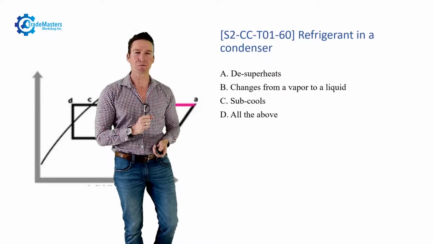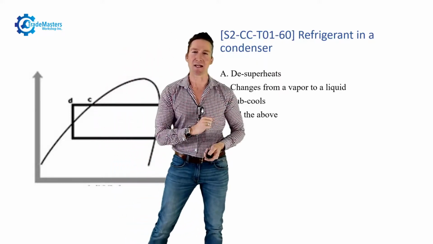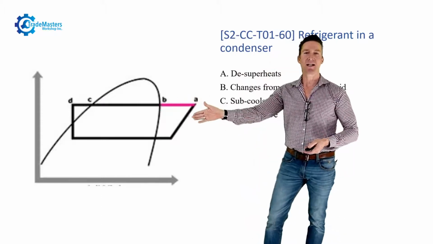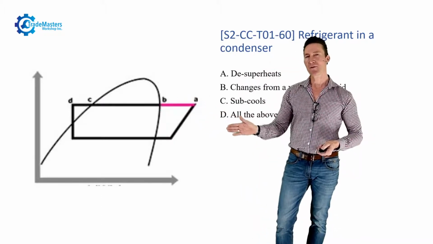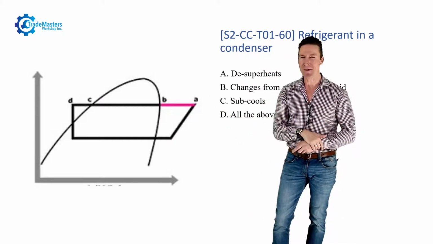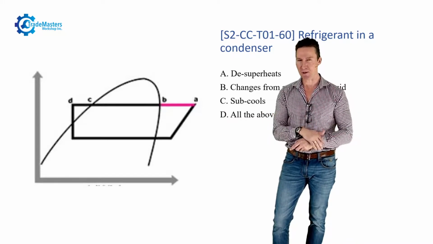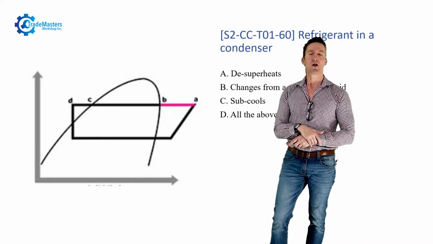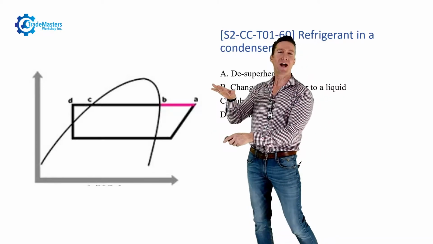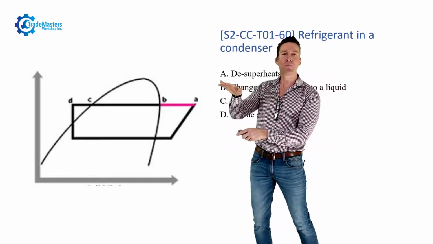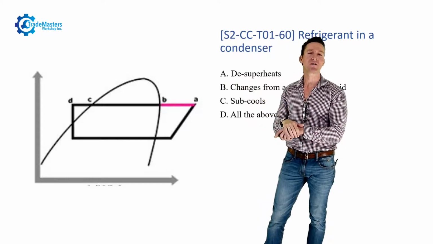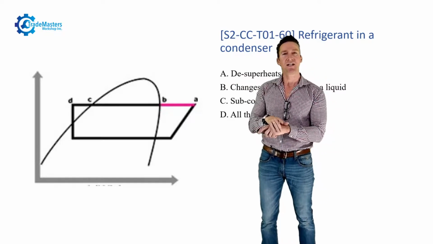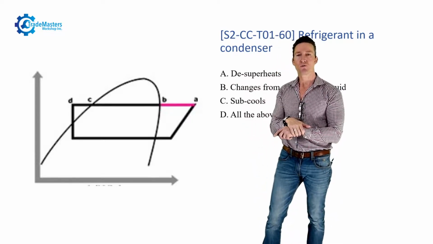A question about refrigerant and what it's doing inside the condenser. On my left here, I have a pressure enthalpy curve. Some of you may remember this from your studies in your apprenticeship, but if you haven't, what this particular graph depicts is the movement of refrigerant through the components of your system. And actually, I can follow that movement for you right now.